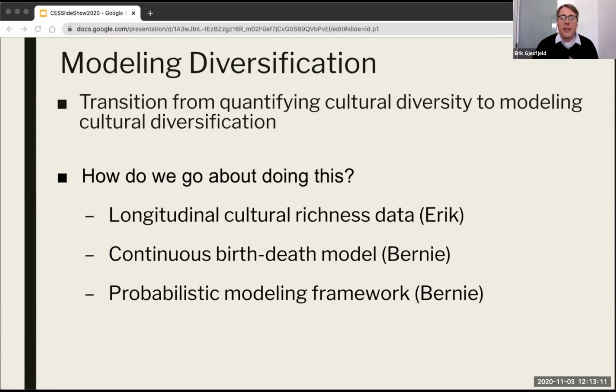We look at the type of data that we might need in order to have a more dynamic modeling process, as well as the methodological considerations that we need to have, looking at something like instituting a continuous birth-death model or the Bayesian modeling framework that we talk about here. This is really what we're going to try to emphasize. I'll talk a little bit about cultural richness data, longitudinal cultural richness data, and what we mean by that. And then Bernie, I think later on, will talk more about the modeling framework that we use.